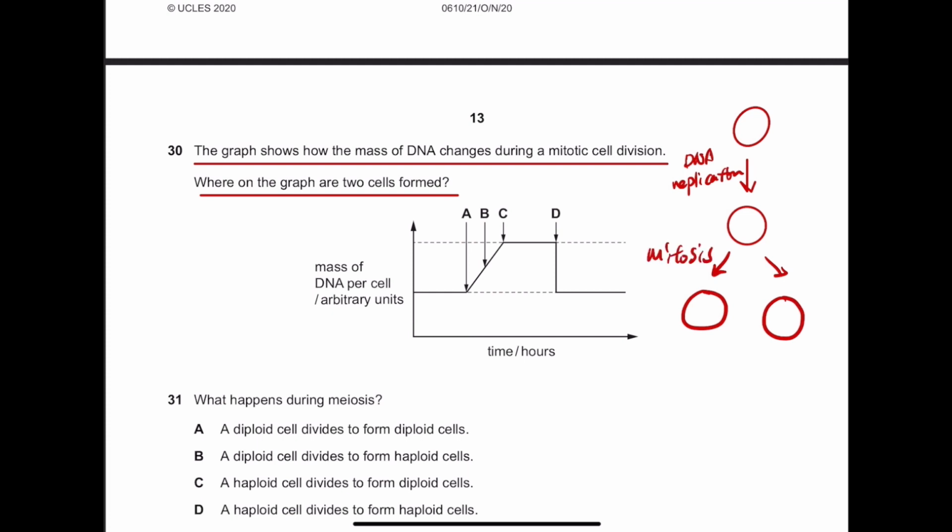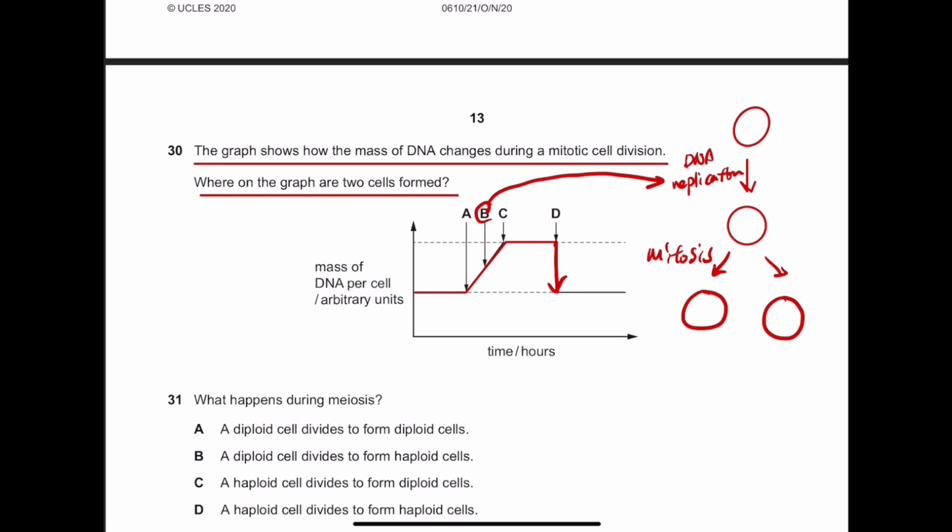Okay. So as you can see, it says mass of DNA per cell starts at this level, and as time goes by, it stays still. But then at some point, the mass of DNA per cell increases, right? So this is where B is when DNA replication is happening, and then it remains the same for a while, and then the mass of DNA per cell suddenly drops. So this is when the mitosis is happening.